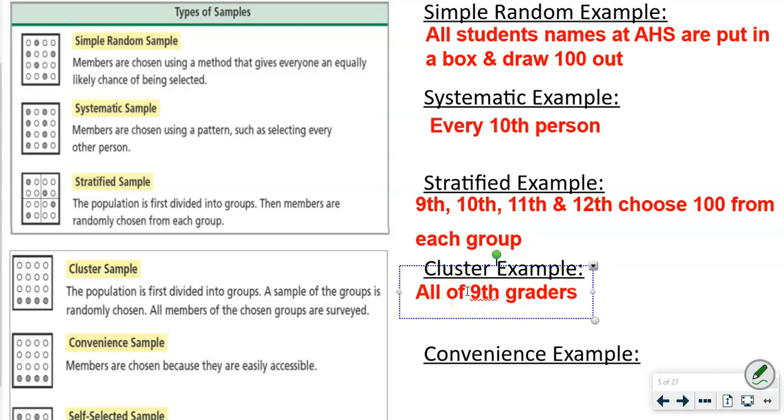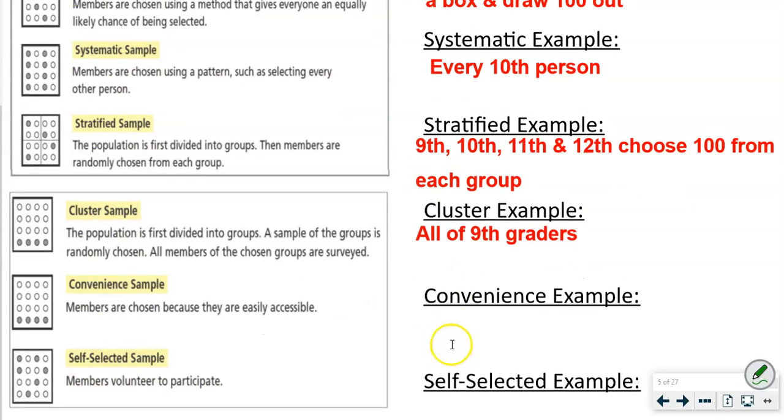All right. Okay, so difference here. Stratified, we break them up into groups, and then we choose the same number from each group, whereas the cluster, we choose a group, and we survey all of the people in that group, okay?